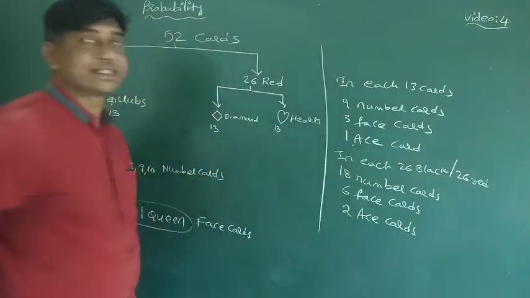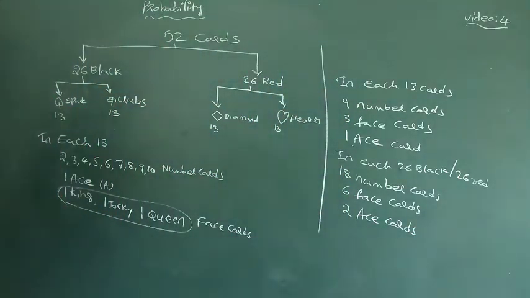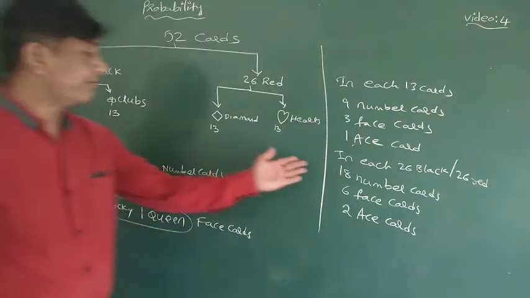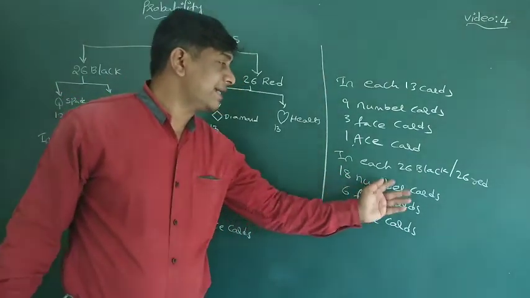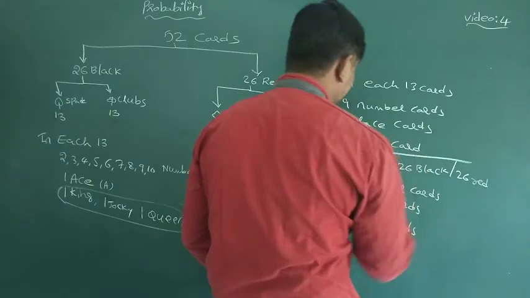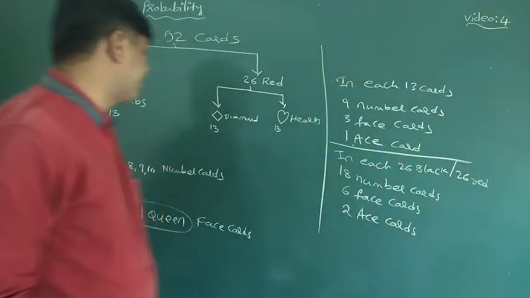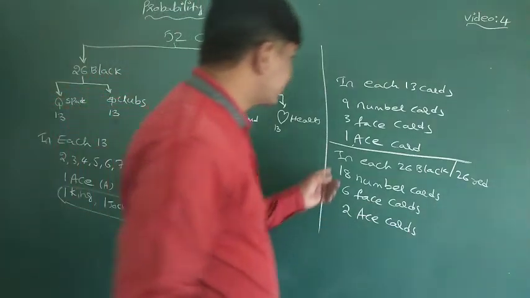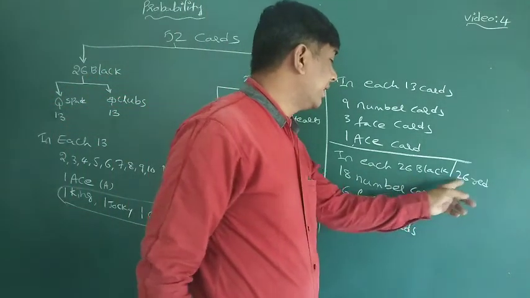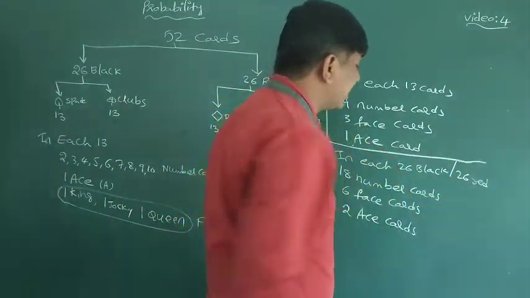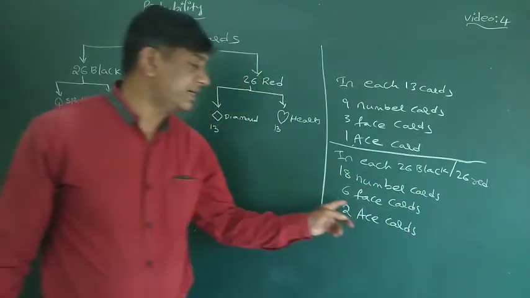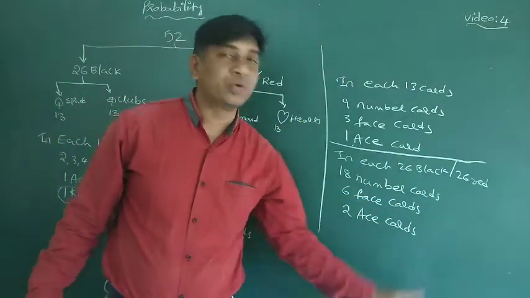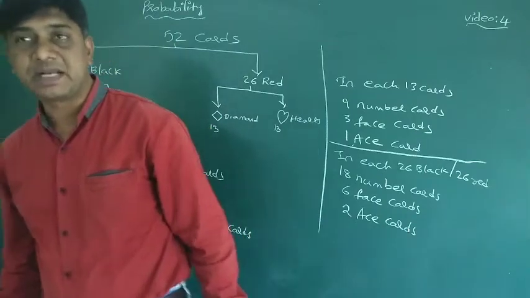In each 26, you will find 18 number cards. In this 26 cards, this type of numbers you will find. Understood? In each 26, either 26 black or 26 red, 18 number cards you will find, 6 face cards you will find, 2 ace cards you will find. Am I clear?